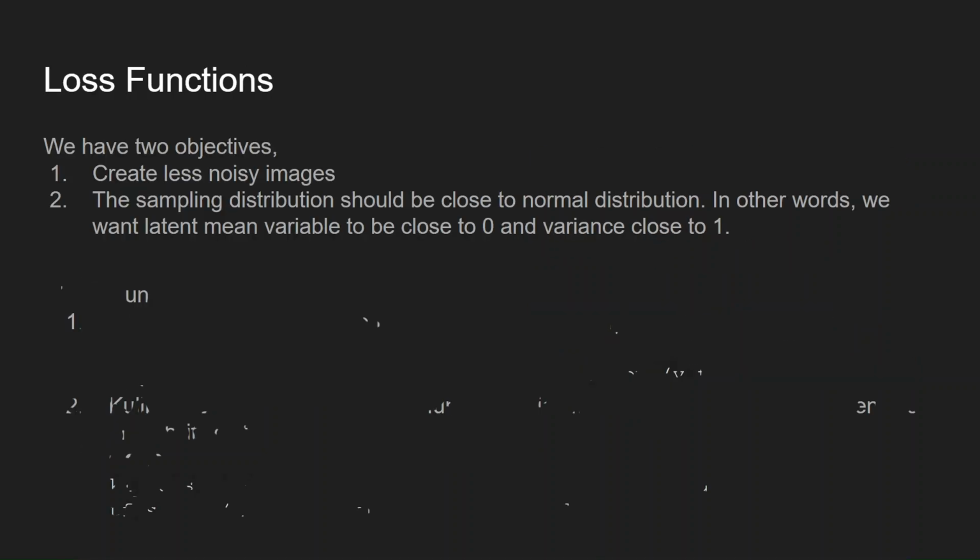Now let's talk about the loss function. In the case of variational autoencoder, we have two objectives. First, we need to create less noisy images, and then we also need to make sure that our mean and standard deviation belong to 0 and 1. The mean should be very close to 0 and the standard deviation or variance should be close to 1.